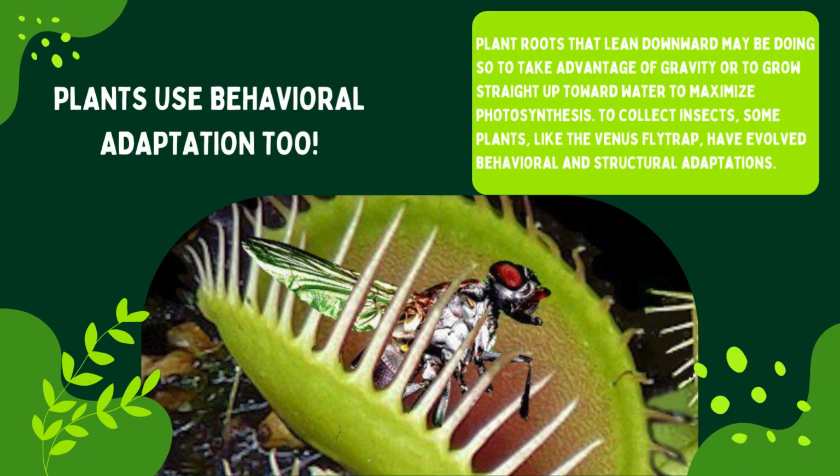Plants use behavioral adaptations too. Plant roots that lean downward may be doing so to take advantage of gravity or to grow straight up towards water to maximize photosynthesis. To collect insects, some plants like the Venus flytrap have evolved behavioral and structural adaptations.